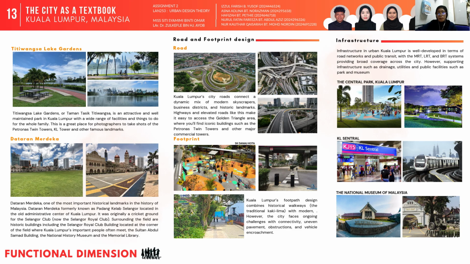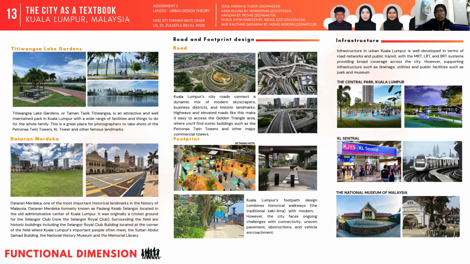Next is Dataran Merdeka. Dataran Merdeka is one of the most important historical landmarks in Kuala Lumpur. Dataran Merdeka was formerly known as Padang Kelab Selangor, located in the old administrative centre of Kuala Lumpur. Next, for the road design, Kuala Lumpur road network connects major commercial, residential and historical areas.